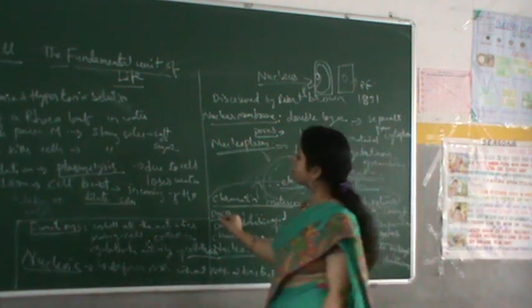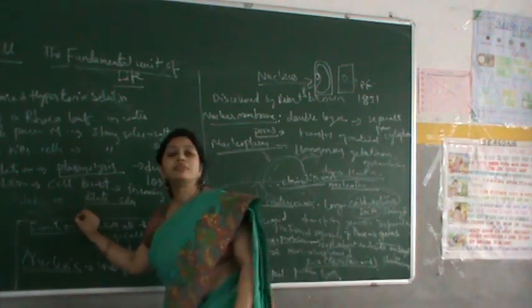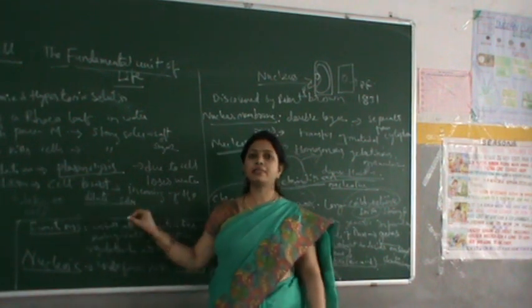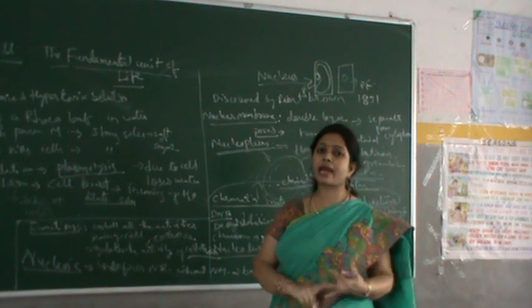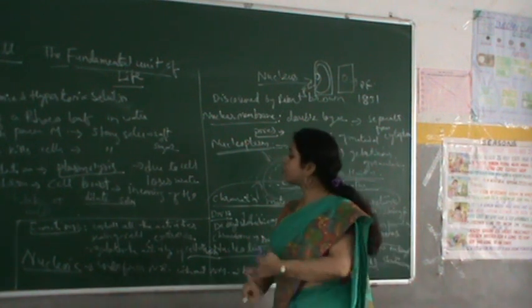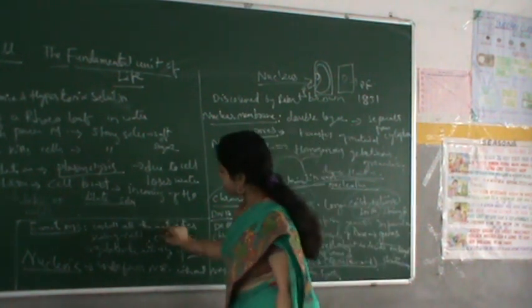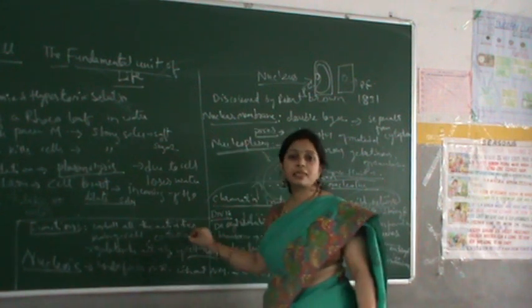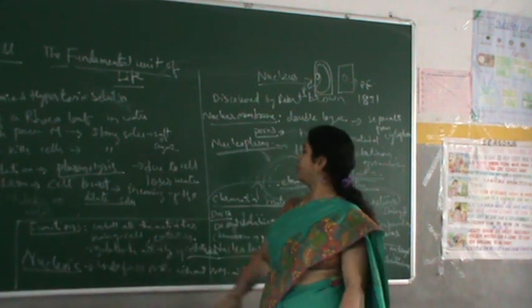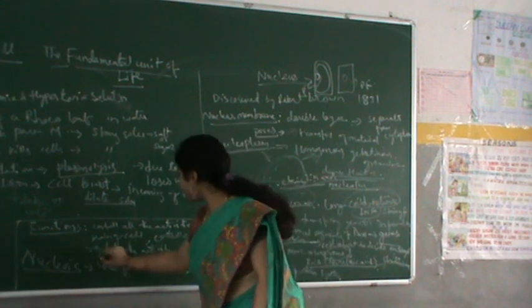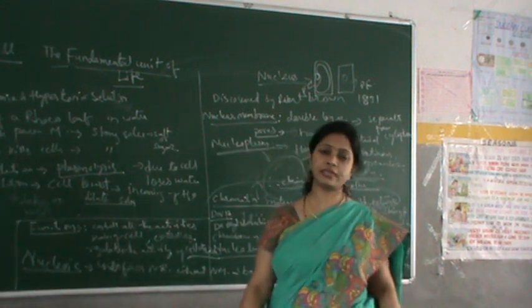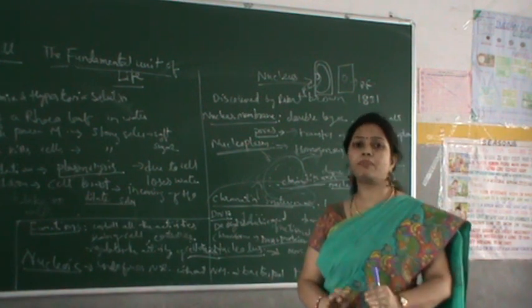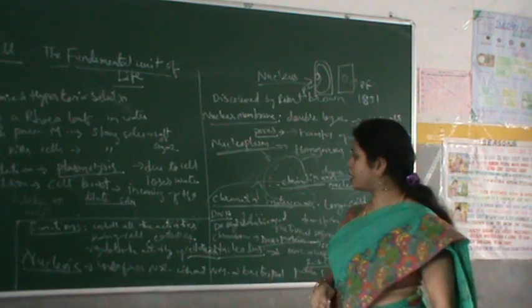Now, what are the different functions of the nucleus? As I said, the nucleus is the brain of the cell. It is a controller, a planner, and it controls all the activities of the cell. It controls the reproduction of the cell, regulates the activities, and controls cell division and so on. So it is the most important component compared to other organelles.